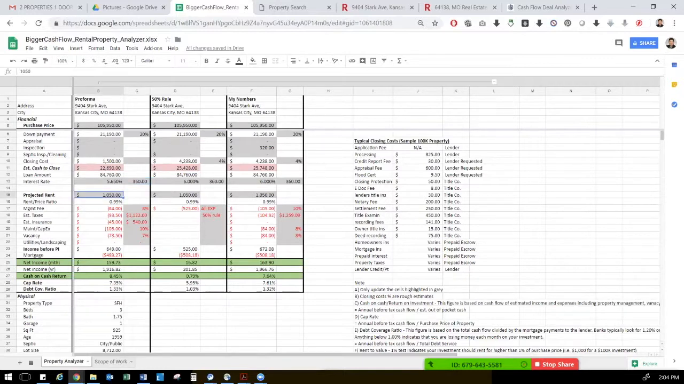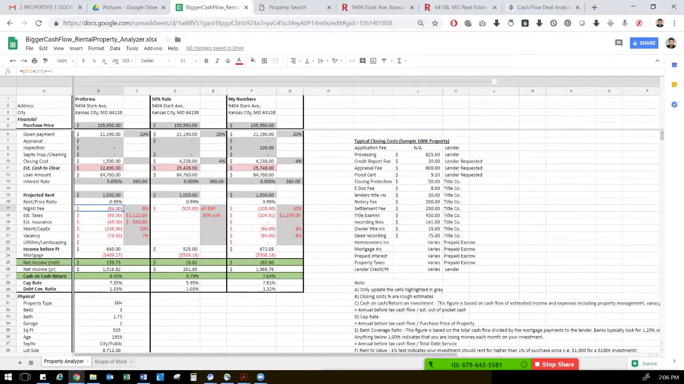Projected rent. So when it comes to rent, there's going to be a couple things that you want to do. And I'll go through this exercise with you where you can use various online resources to research the rent. But the projected rent that they have provided me is $1,050 every month.